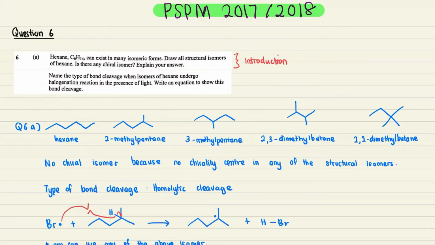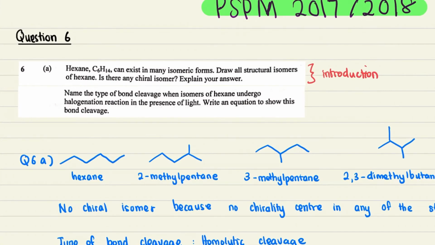Okay, so the next question is PSPM 2017-18, question number 6. This is the question that I said is not very related to the haloalkane chapter, but we can still do it as revision. Okay, so hexane can exist in many isomeric forms. Draw all the structural isomers of hexane and then is there any chiral isomer? Explain your answer. Okay, I know this is related to Introduction to Organic Chemistry, which should no longer be in PSPM. But let us look back at the year 2019-20, where they also asked for isomers first.